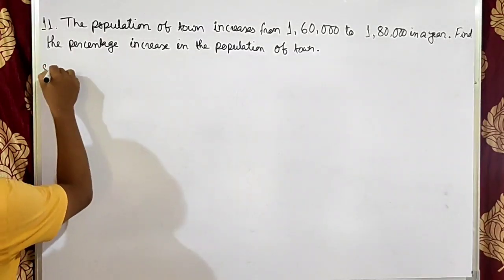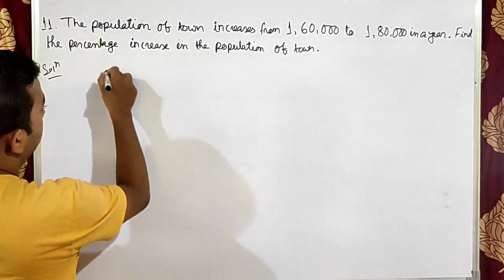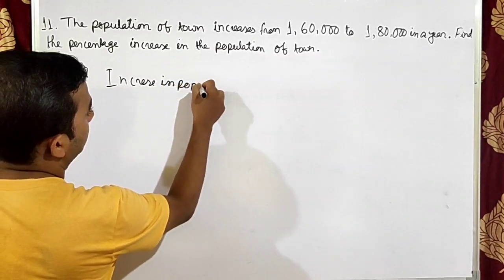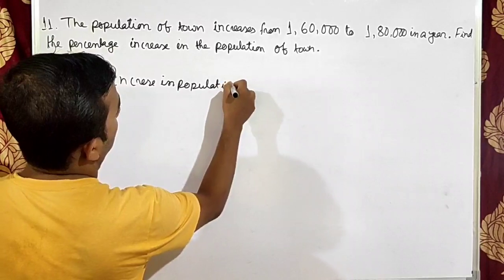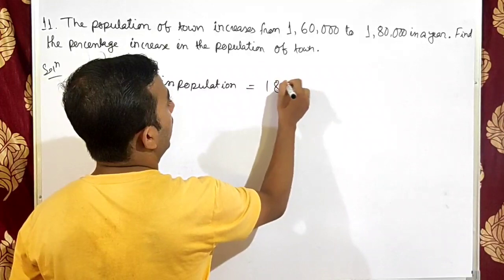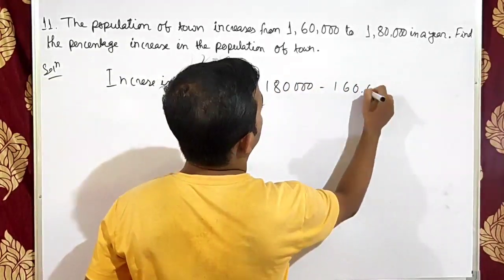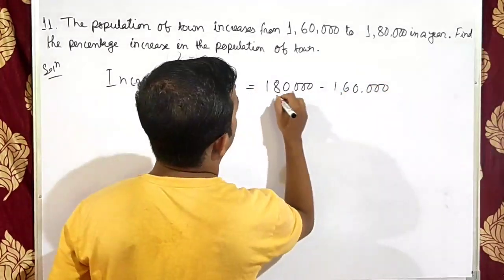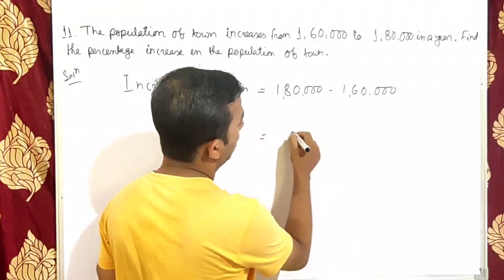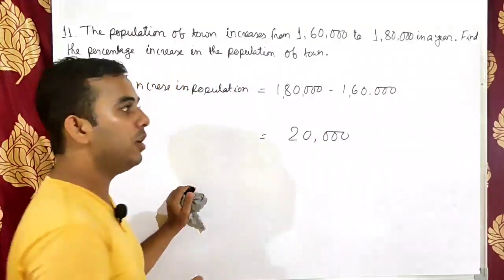Sorry for the disturbance. So we write the solution. Increase in population equals how much? This minus this. So 1,80,000 minus 1,60,000. If we subtract 1,60,000 from 1,80,000, it will be 20,000. So this 20,000 is the increase in population of the town.